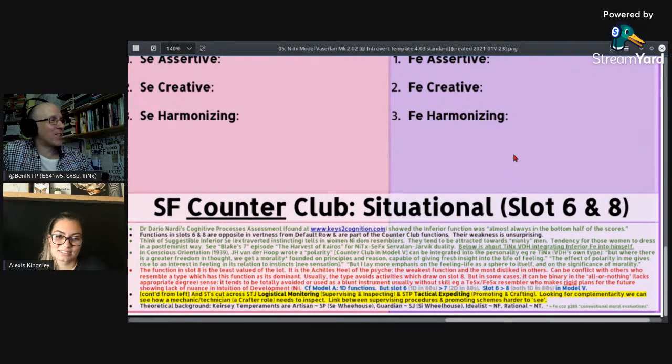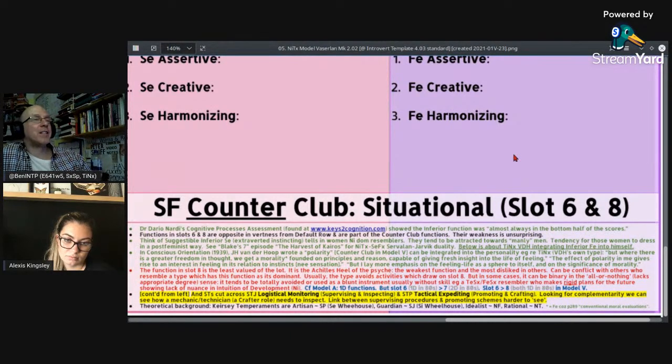The function in slot 8 is the least valued of the lot. It is the Achilles heel of the psyche, the weakest function and the most disliked in others. It can be a source of conflict with others who resemble a type which has this function as its dominant. Usually the type avoids activities which draw on slot 8, but in some cases it can be binary, all or nothing, lacking appropriate degree sense. It tends to be totally avoided or used as a blunt instrument, usually without skill.